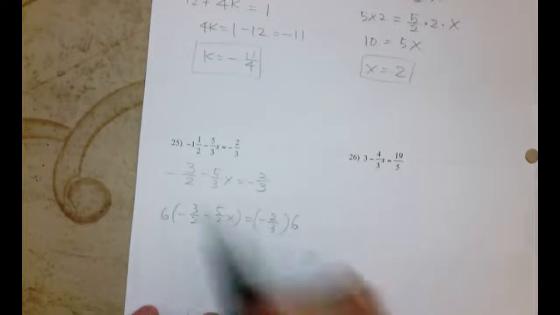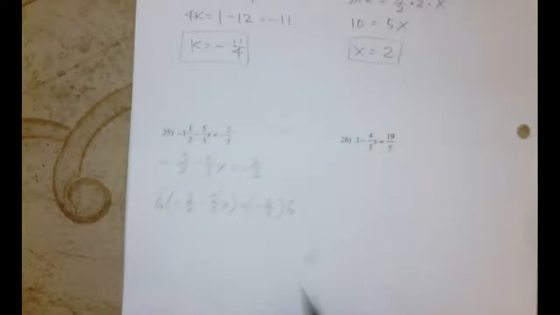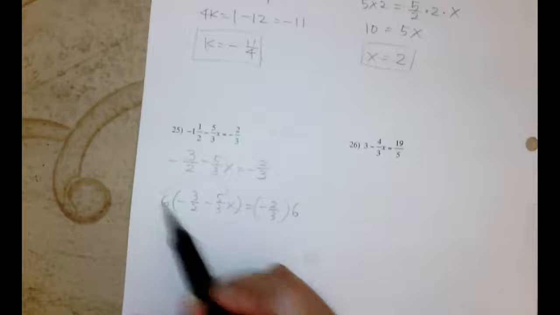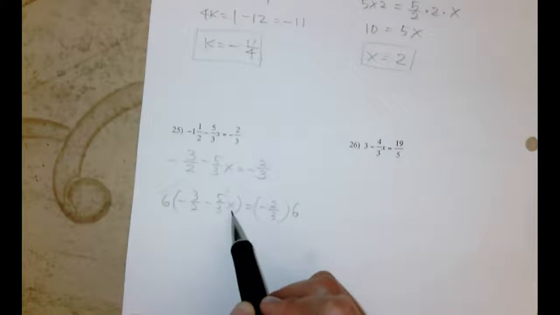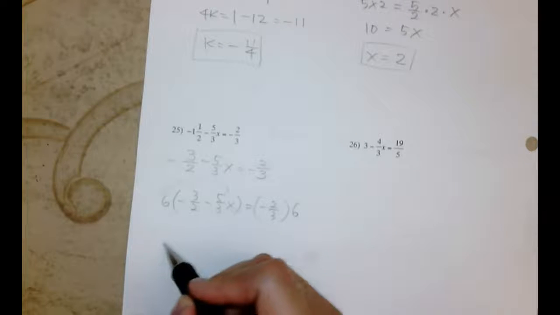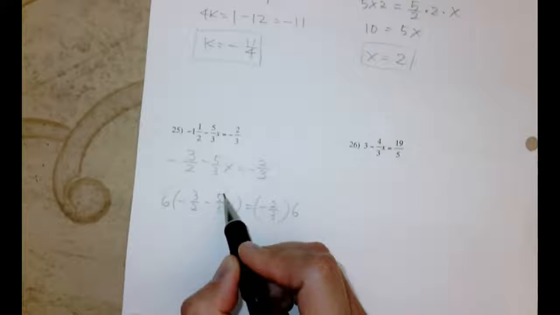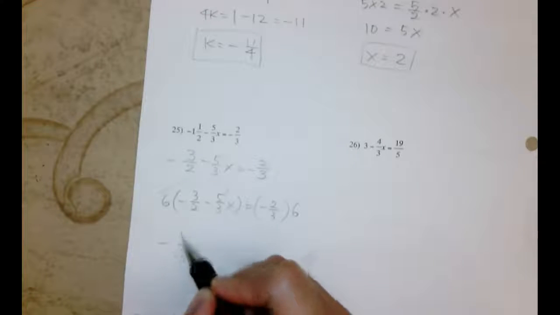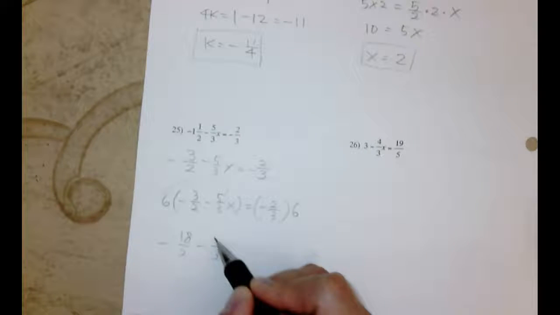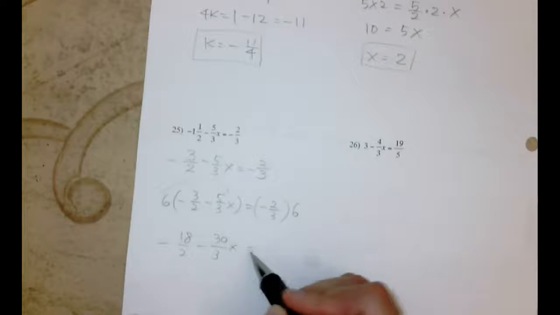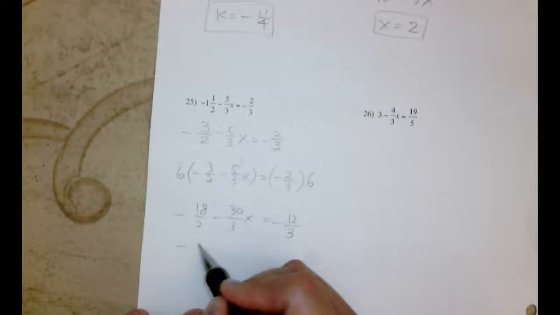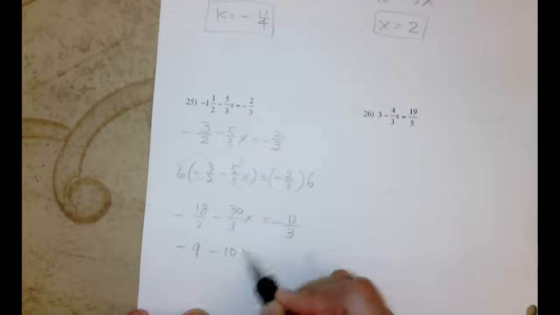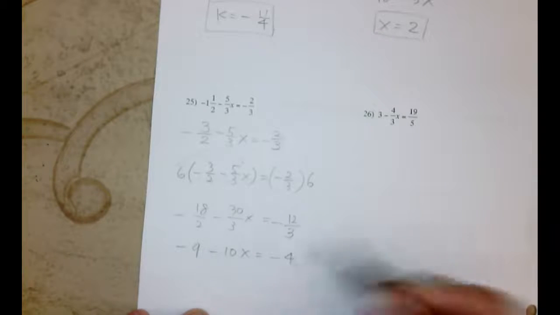Then you have to distribute it. So if you know how to cancel before you multiply, do it. But I'm going to show just multiply and then simplify after, just so you don't get confused, okay? So you just multiply the numerator, right? So that would be minus 2 over 18 minus 3 over 30 x equal minus 12 over 3. Right? So this is going to be 9. This is going to be 10x. This is going to be minus 4. Right?